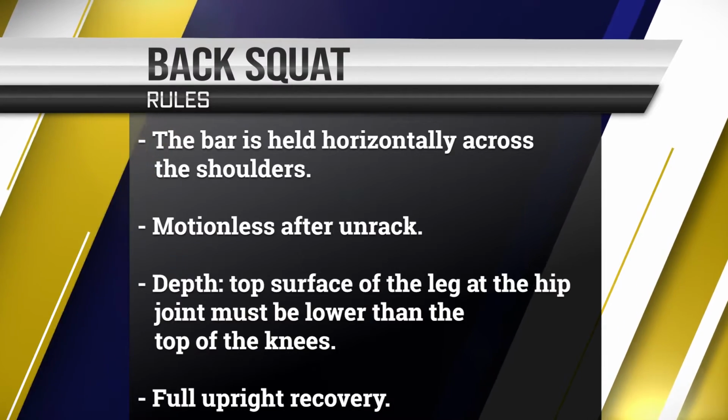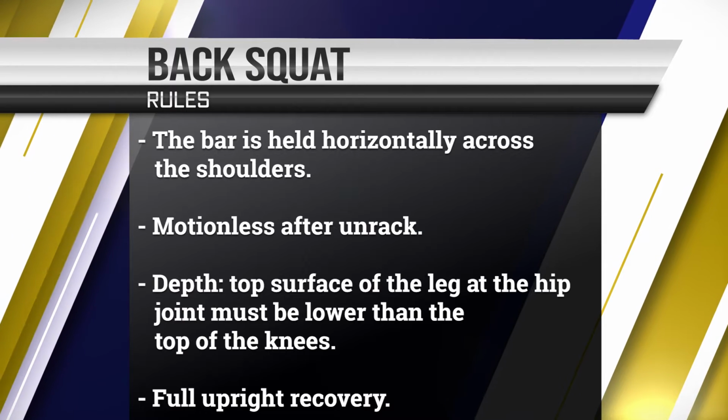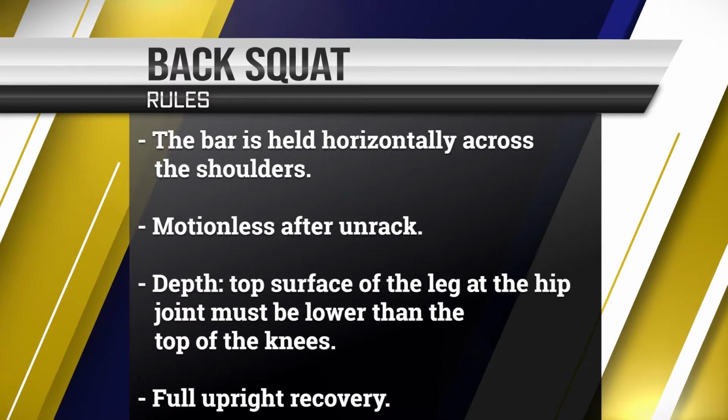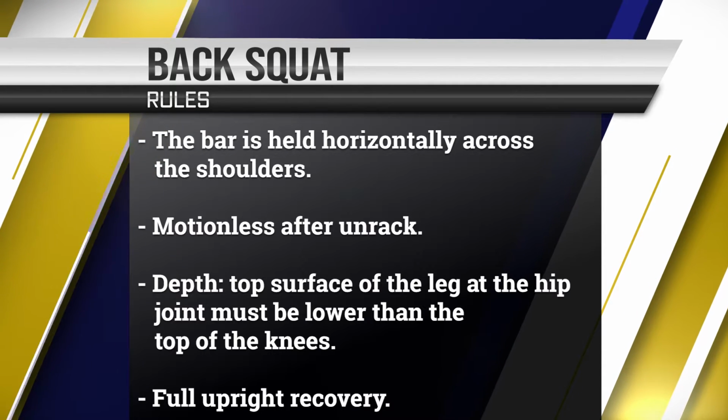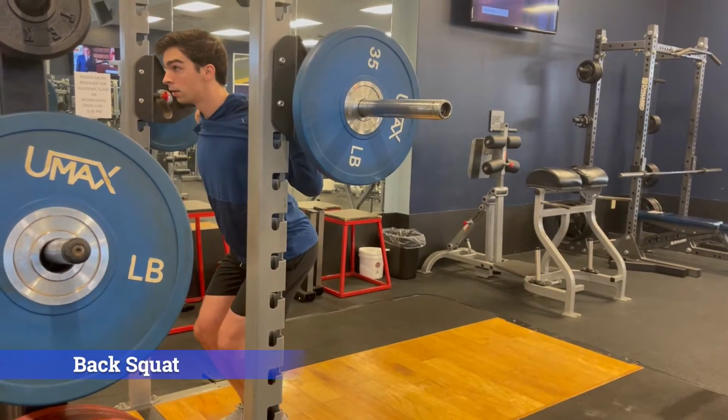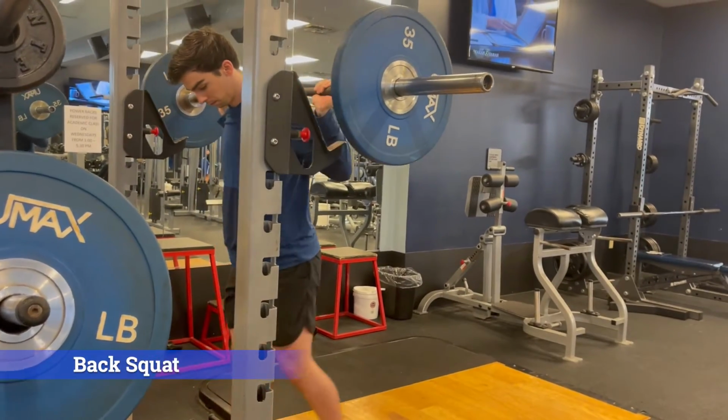For back squat, the bar is held horizontally across the shoulders. The lifter must remain motionless after the unrack, there needs to be appropriate depth, and there needs to be a full upright recovery. Here's an example of a completed back squat with appropriate depth.